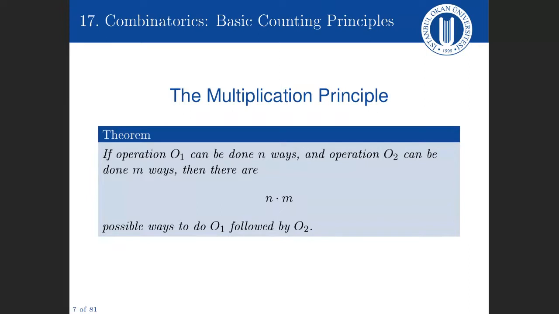The next principle for counting is the multiplication principle. So suppose we have 2 operations, 2 things, which we'll call O1 and O2. Let's suppose O1 can be done in n different ways and O2 can be done in m different ways. Then there's n multiplied by m ways to do O1 followed by O2.